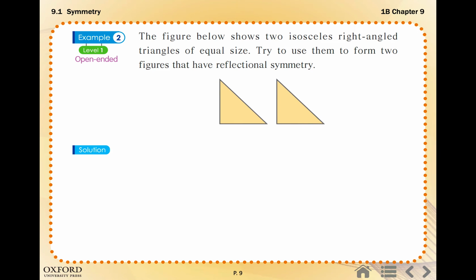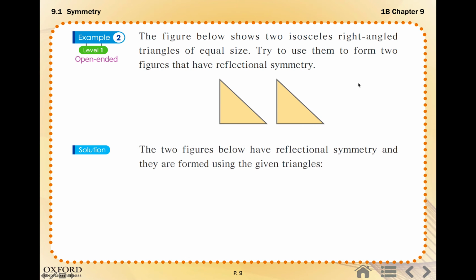And the next example is more complicated because this is an open-ended question. For this, two isosceles right-angled triangles are given here. Then you need to try to form a figure that has reflectional symmetry. And why is it open-ended? Because actually there are many solutions. That means different forms of figures can have reflectional symmetry. But you just need to form one figure.